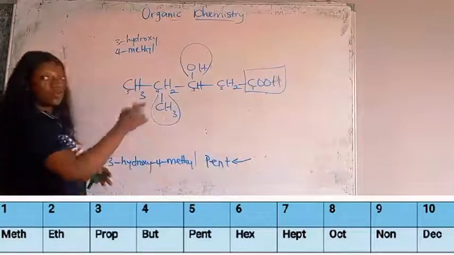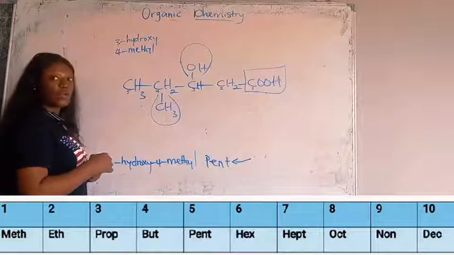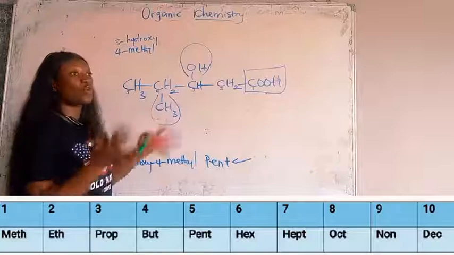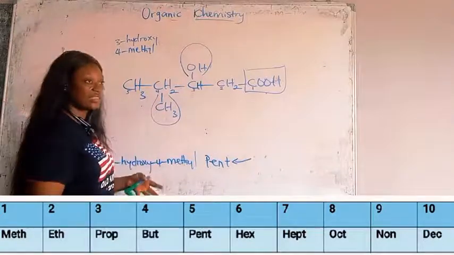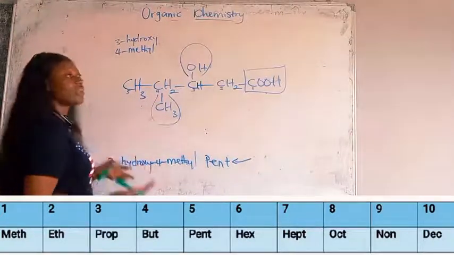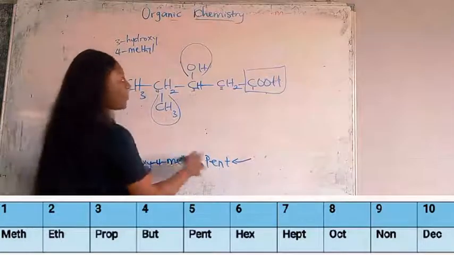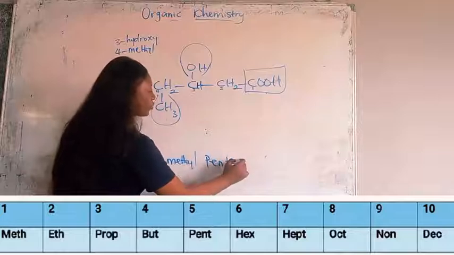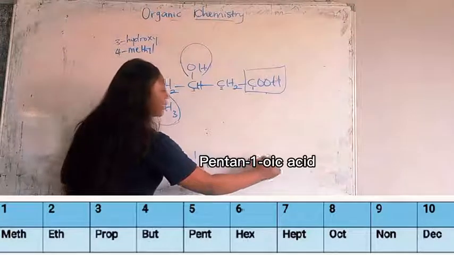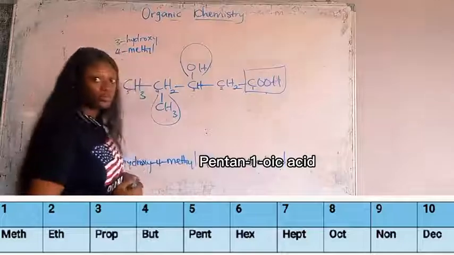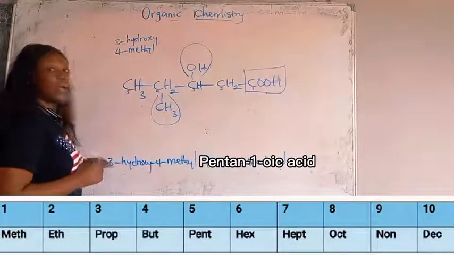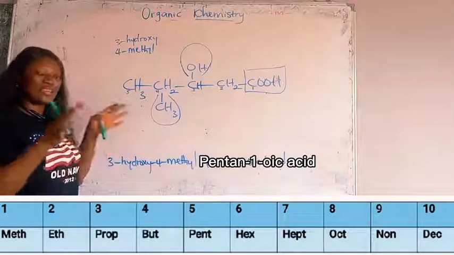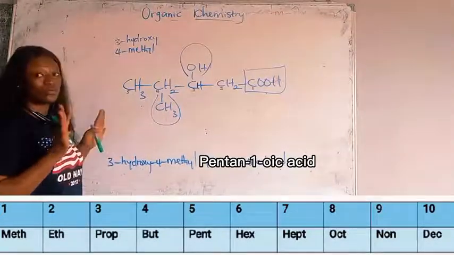The next thing to add to this is now the functional group. As I said earlier, it belongs to a group known as the carboxylic acids, and they are represented using oic acid. So this is going to be pent, because it's on carbon number 1, pent-1-oic acid. So this is how to go about it. So please watch this video carefully and answer the following questions.